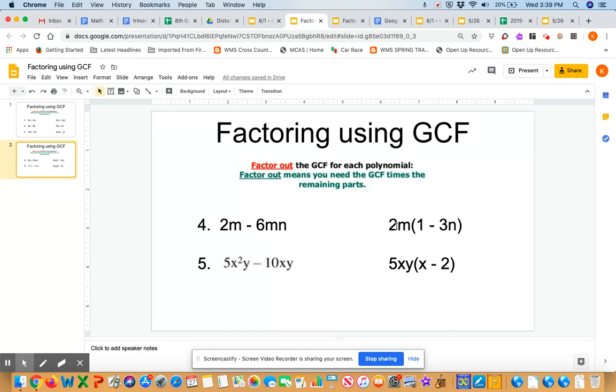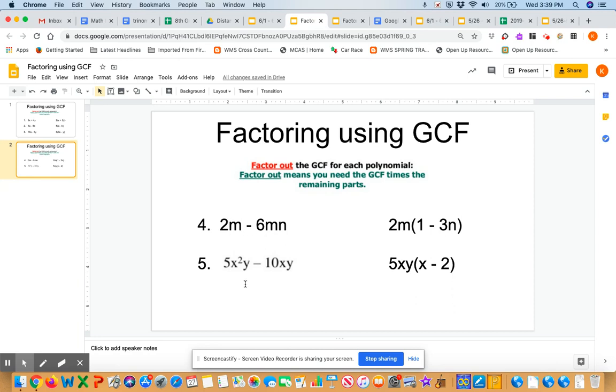So I'm going to pull out a 2m. That's the greatest common factor. And if I divide both of these by 2m, you can see I would be left with 1 minus 3n. Check it. You can check it by using distributive property. And if you distribute the 2m through, you get back to where we started with right here. So again, this is the factored form of this original example here.